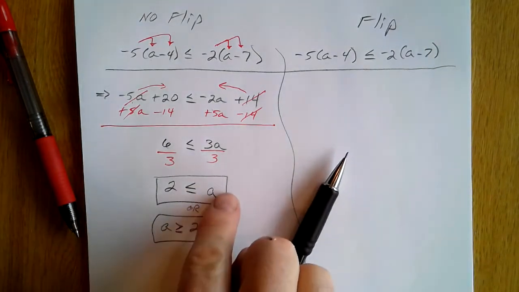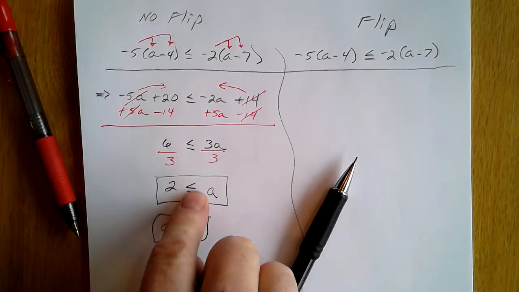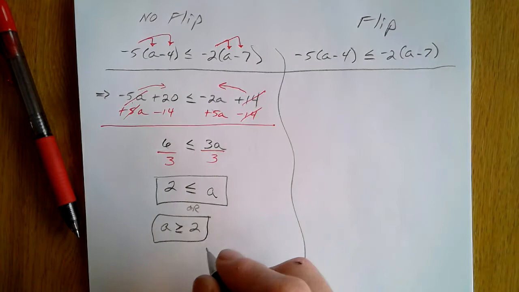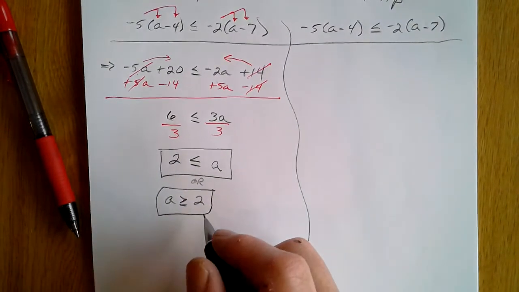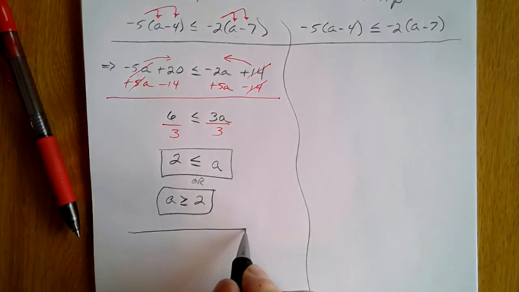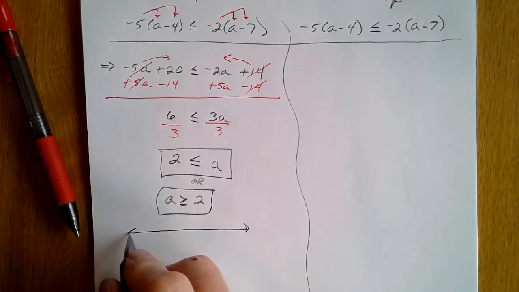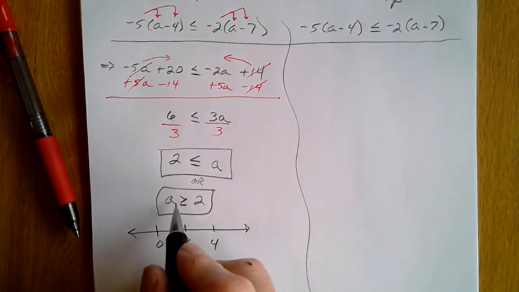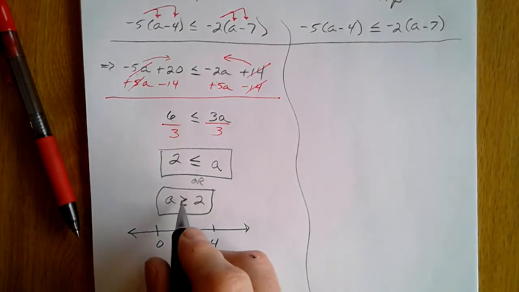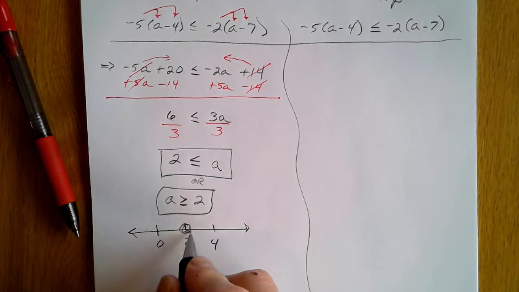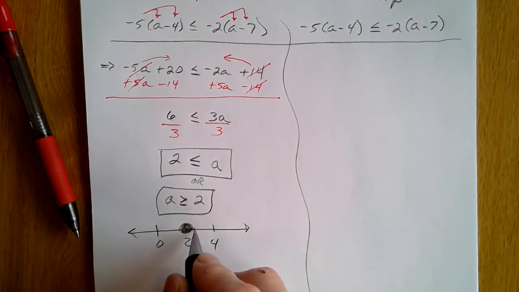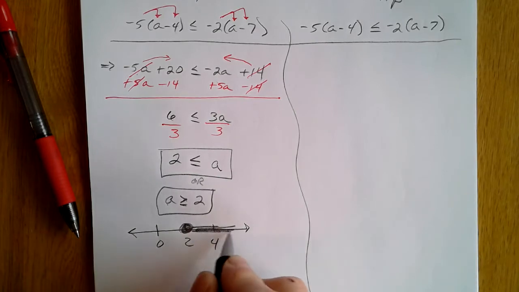Okay? All I did was move the a over here and the 2 over there, but the inequality was pointing at the 2, and it's still pointing at the 2. This is my solution. Okay? I can draw a quick number line to graph it. I'm going to write 0, 2, 4. It's a closed circle because it's greater than or equal to. My variable is on the left, and so this points in the direction of my inequality.